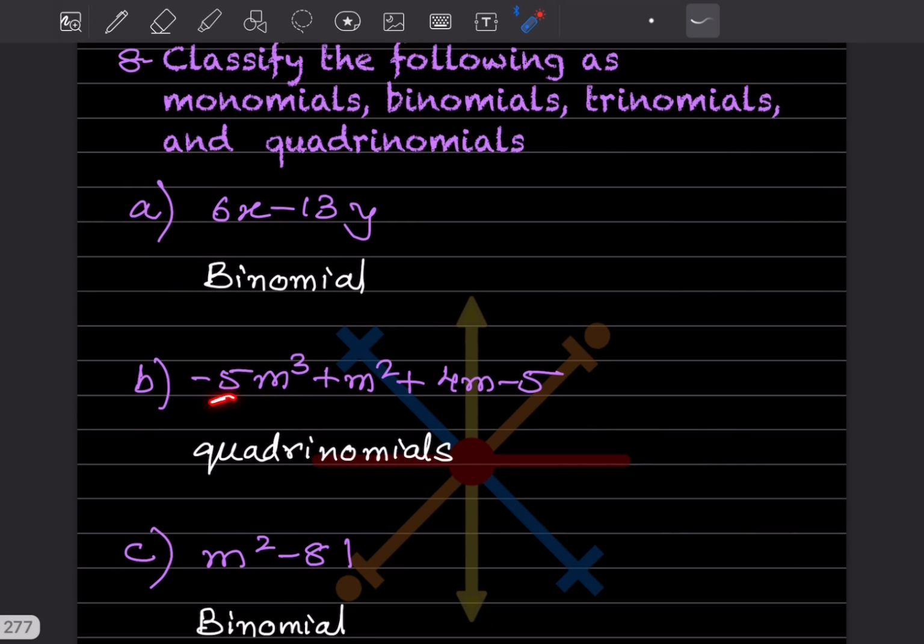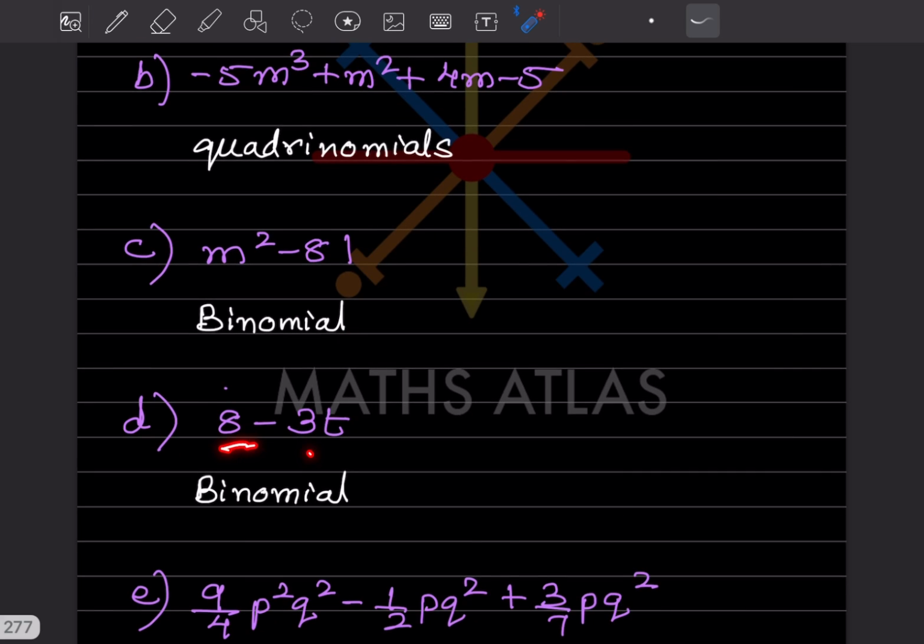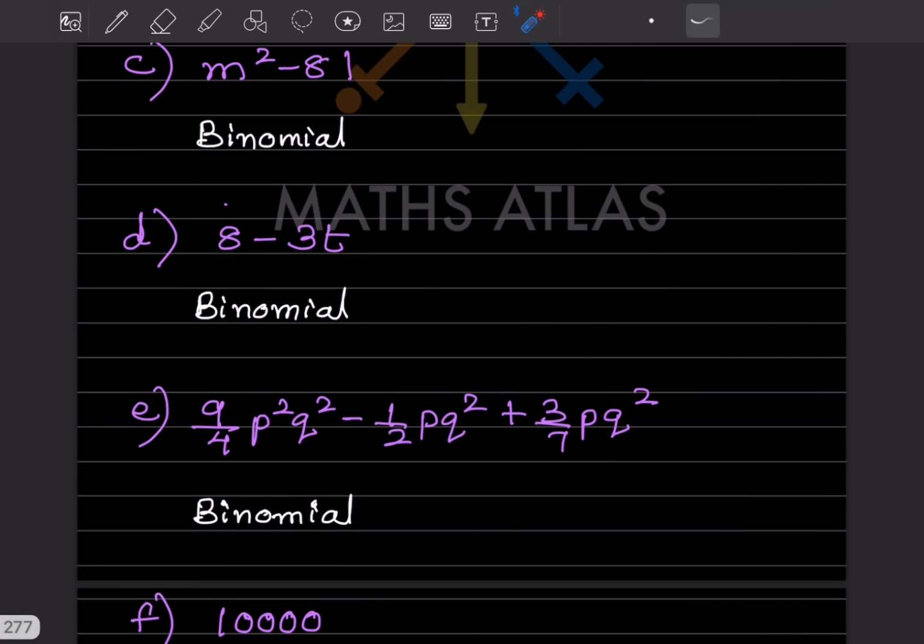Here we can see there are 1, 2, 3 and 4 terms, so that is going to be a quadrinomial. And here there are 1 and 2 terms, that is going to be a binomial. Here again 2, so binomial. Here what we can see, this and this one. So why did I write a binomial?